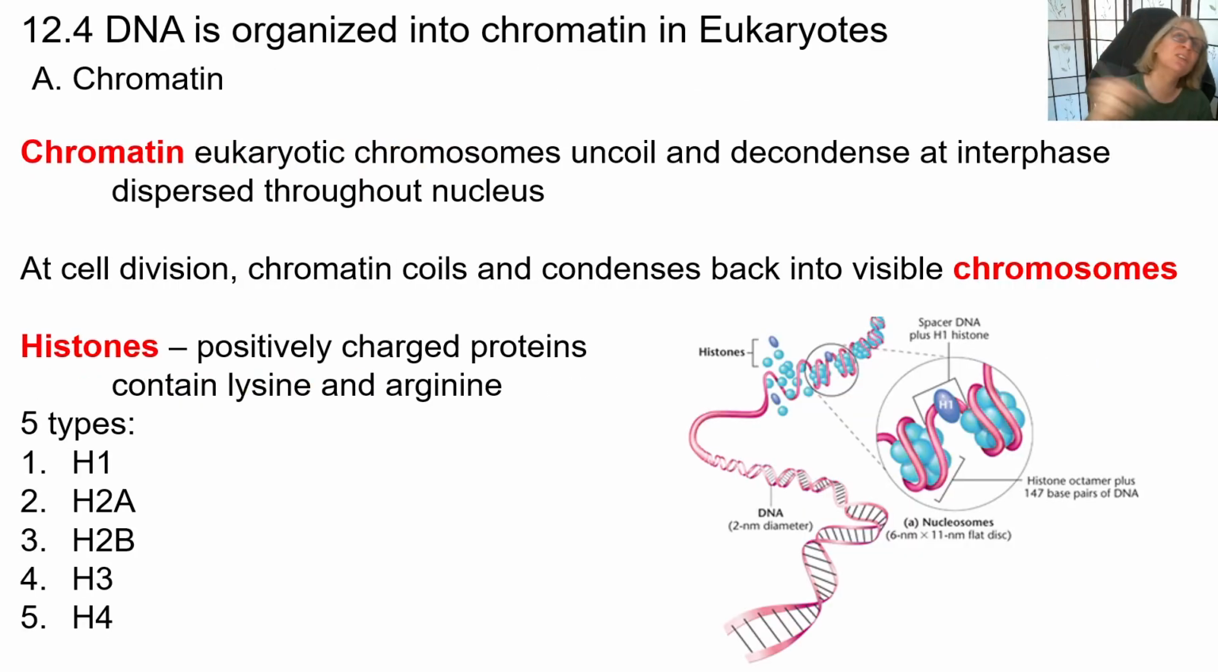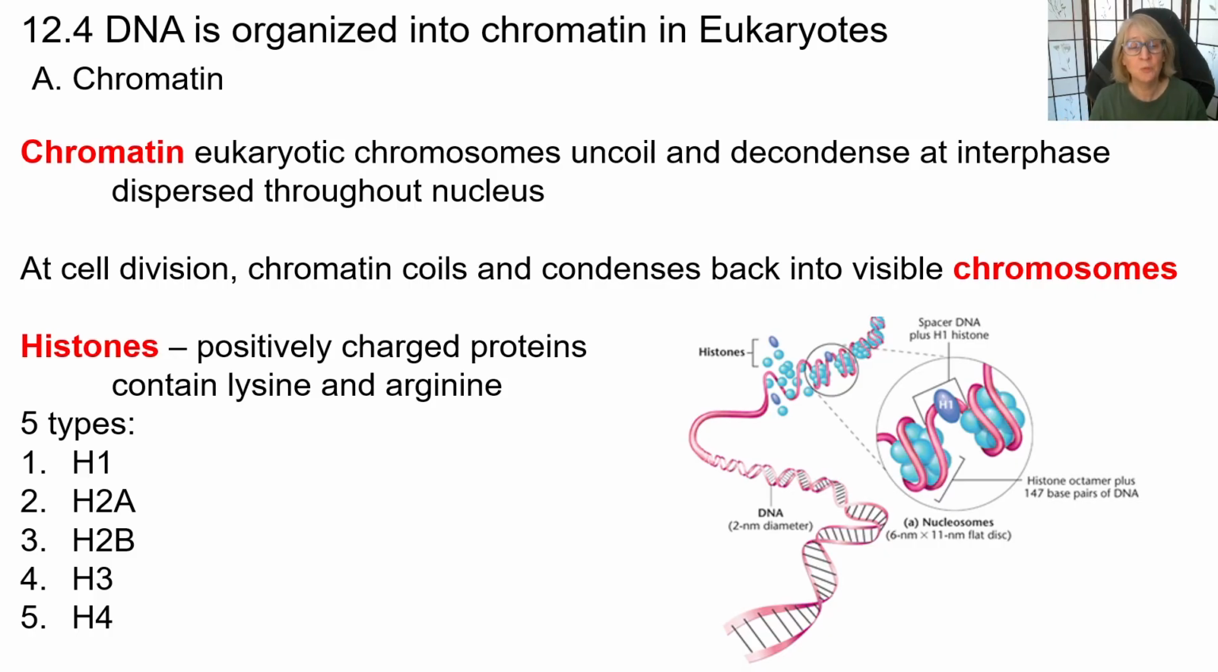Chromatin, which we talked about at the end of the last video, is when the DNA is loose and uncoiled in eukaryotes. It's decondensed, so it's not visible as a chromosome, and it's floating throughout the entire nucleus. This is what I'd see at interphase during G1, maybe even during S phase, before they condense into chromosomes to do the mitosis or the meiosis dance.